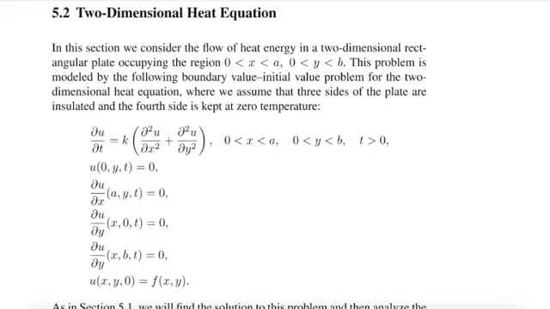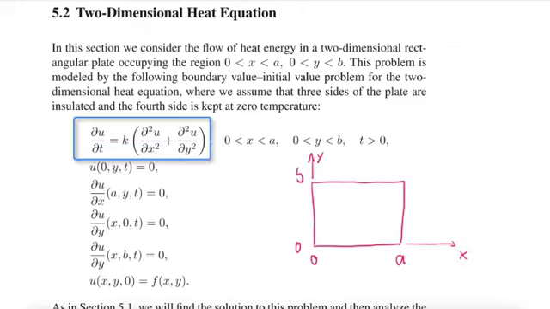The two-dimensional heat equation is an equation for the heat conduction in a plate. So what we have is a plate of dimensions a and b. Let's plot this here from 0 to a in x direction and from 0 to b in y direction. So then this would be y and this would be x.